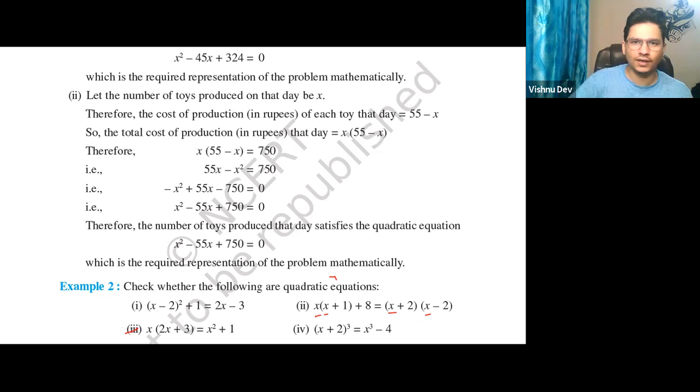Because if you think about it, x into 2x gives me what? 2x square. Correct. There it is just x square. So 2x square minus x square will give me what? 1x square. So a is not equal to 0, right? Sir, can you repeat? Here, x into 2x will give me what? 2x squared.